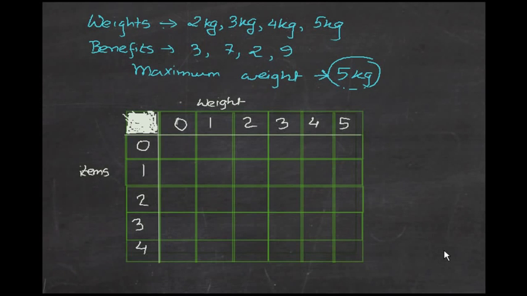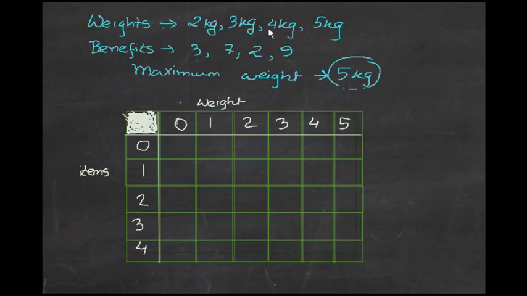Hello everyone, today we're going to be talking about the 01 knapsack problem, which is another dynamic programming approach. Now the 01 knapsack problem states that a thief wants to steal a few bags of gold, but he has a maximum weight given that he could carry at one time while stealing. In this example, the maximum weight is 5 kg, and within that 5 kg he has to find the bags with the maximum benefit.